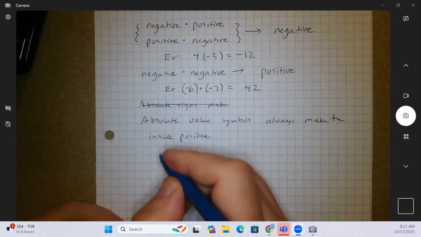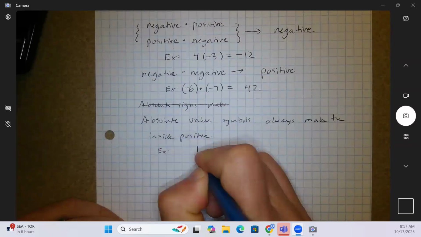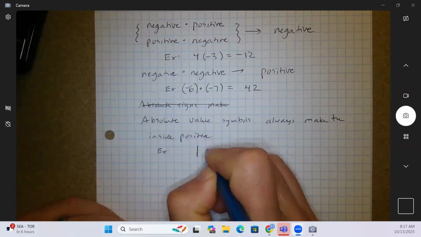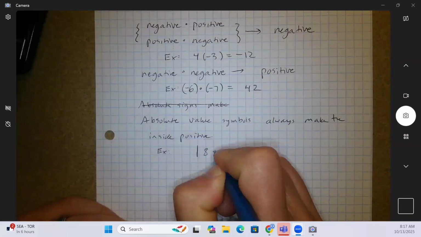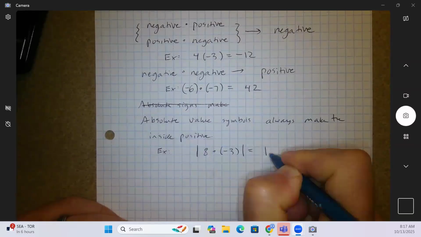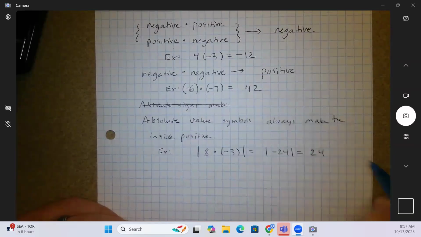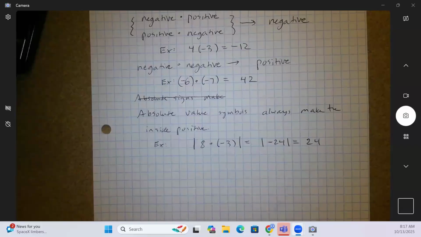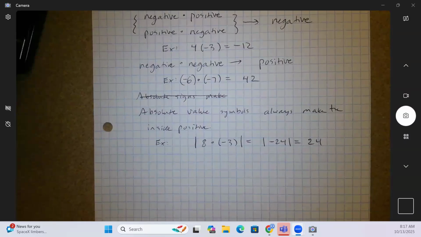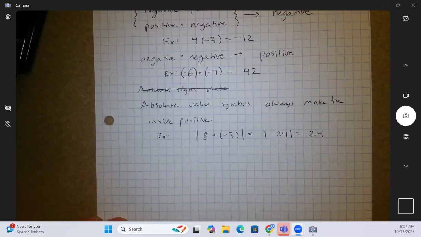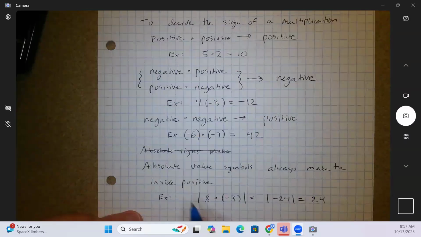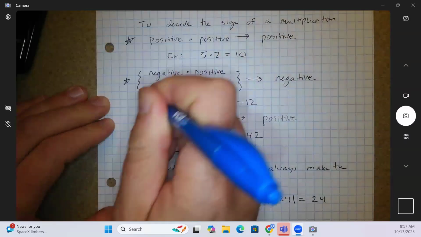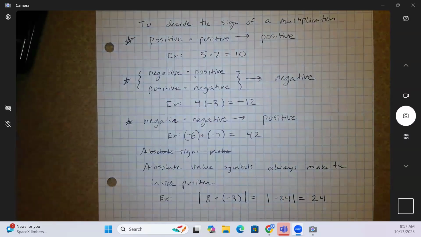So if, for example, the absolute value of 8 times -3 is the absolute value of -24, which is 24. Right? Absolute value symbols always make the inside positive. And you can write that as a little multiplication thing, but I don't really think that's necessary. It's in the book. These are our 3 critical ideas to remember when you're deciding the sign of a multiplication.